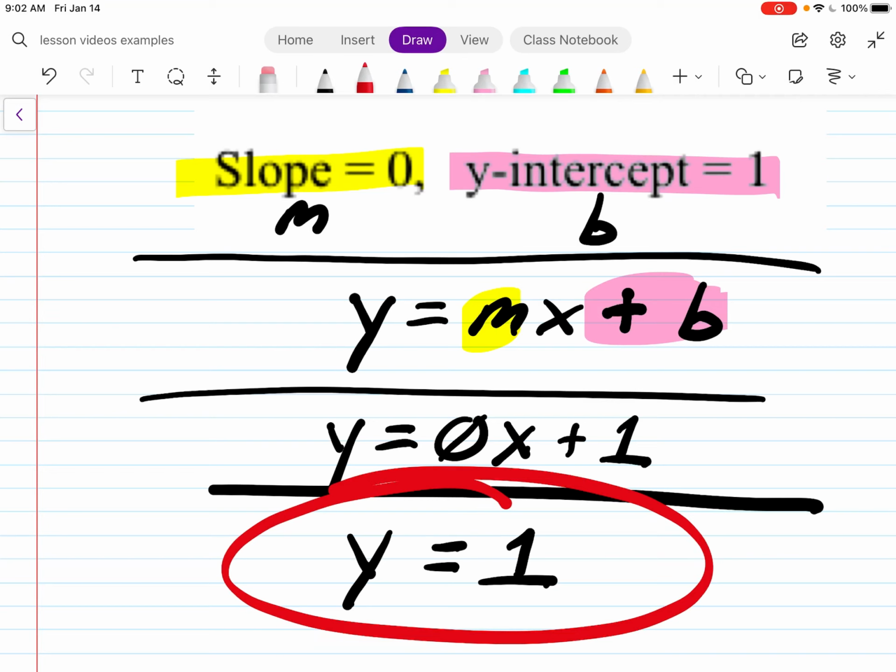And we will continue to use this information from this video in the next video that comes up, when you are given a graph and you need to put it into slope-intercept form.